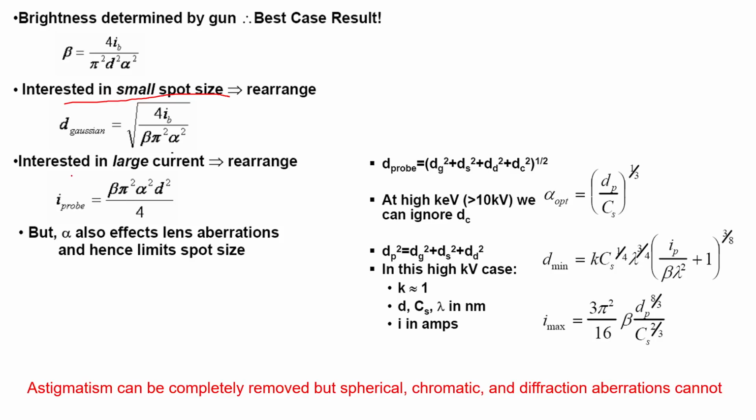Also, when we need to calculate the current, we have already discussed that to get a high resolution, we need to get a smaller spot size, that is the d Gaussian should be smaller, but we require for a good image quality that the probe current should be high. So by rearranging this above brightness equation, we got the probe current I probe as beta pi square alpha square d square by 4.